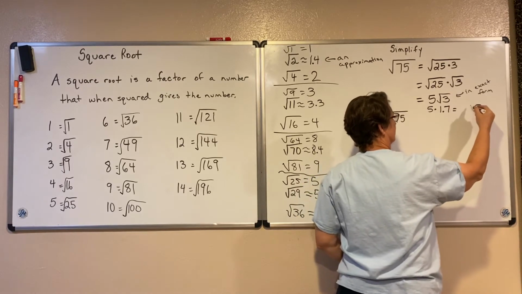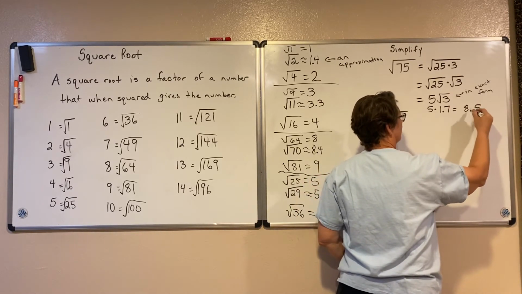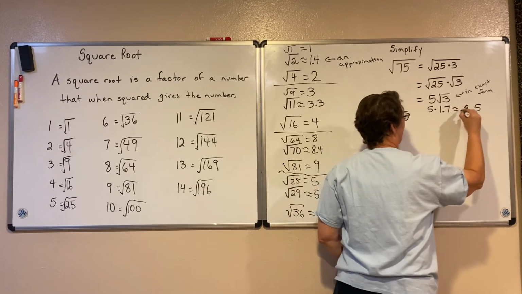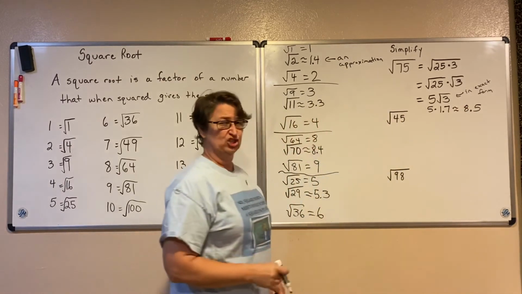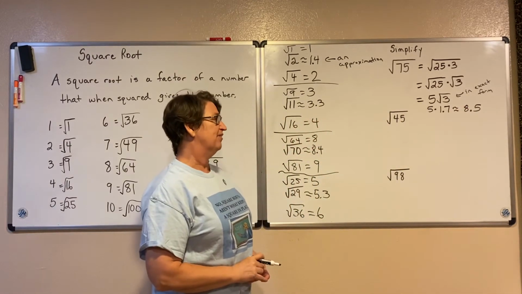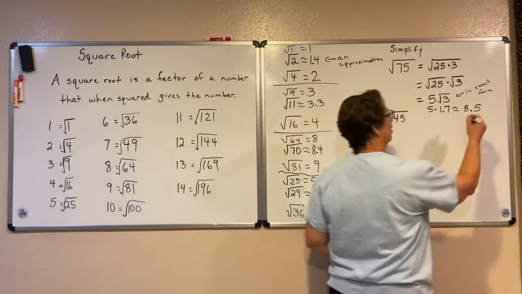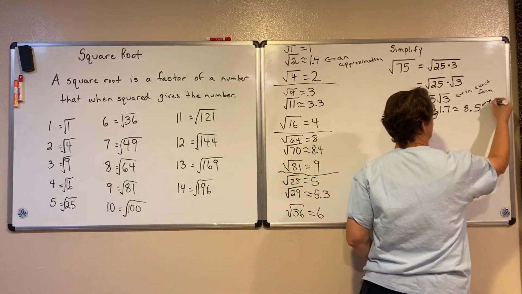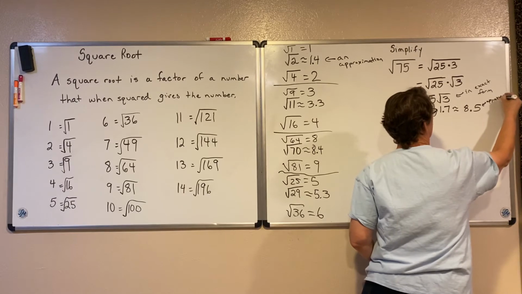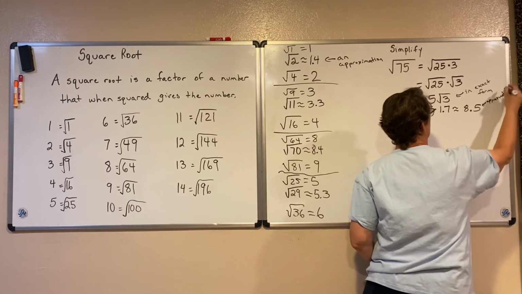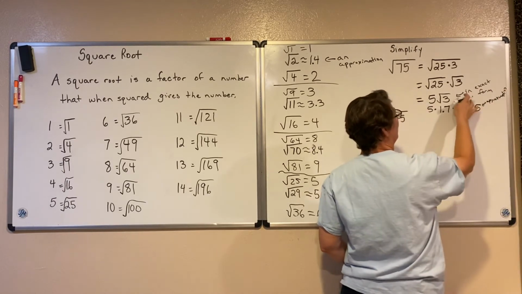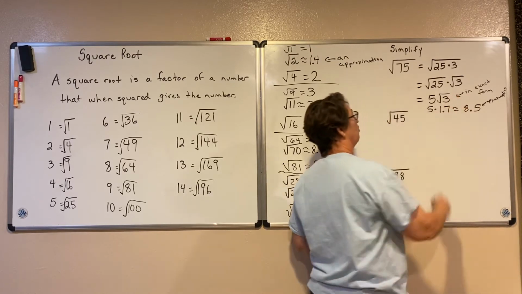So about 8.5-ish is about how much that is, and so that would be our approximation. Here we've approximated, there it is in an exact form.